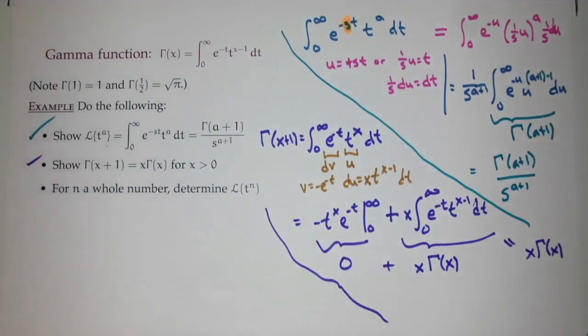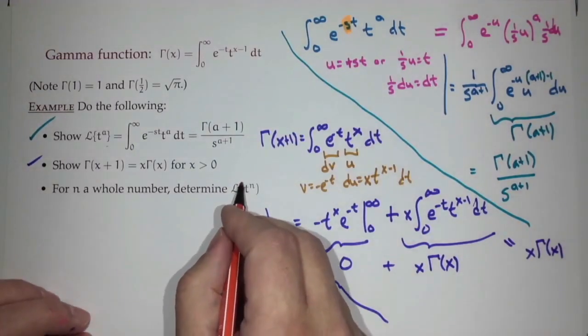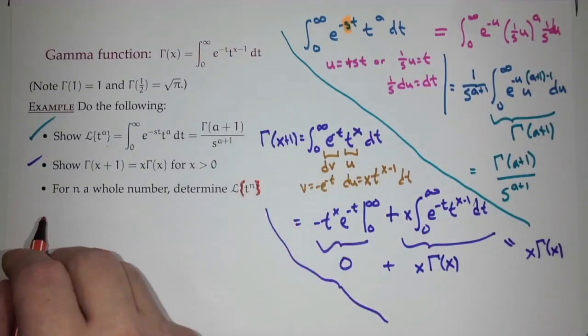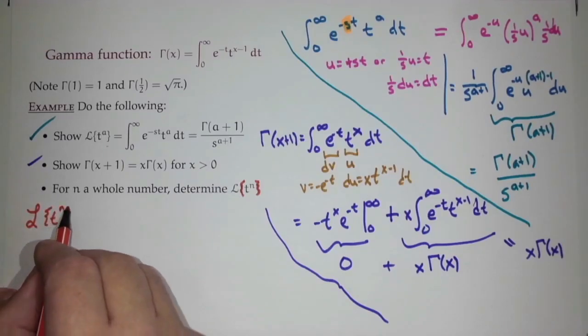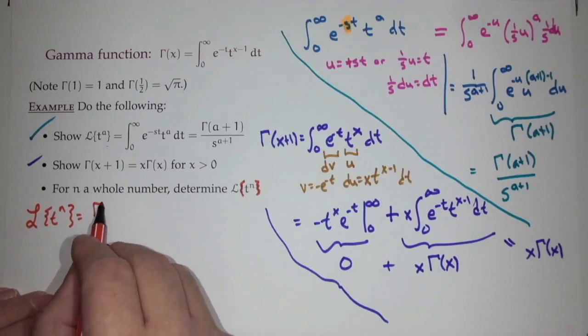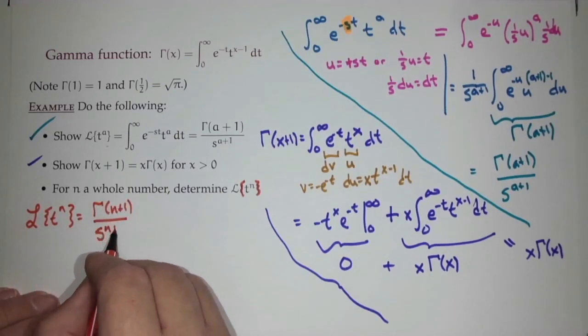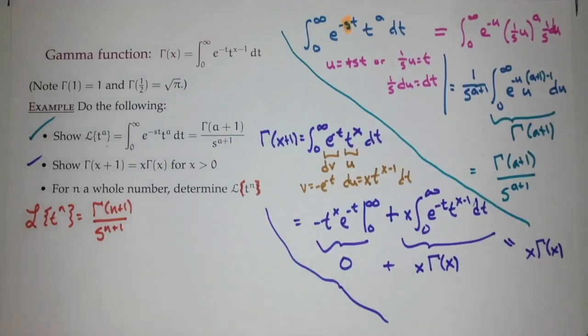Now the last one says, okay, n is a whole number. Determine the Laplace transform of t to the n. Oop, I should have made these wiggly signs. Well, it doesn't really matter. So we know that the Laplace transform of t to the n, we actually have a formula for that already. It's gamma of n plus 1 over s to the power n plus 1. So the key question here is, is there a nice way to write gamma of n plus 1?